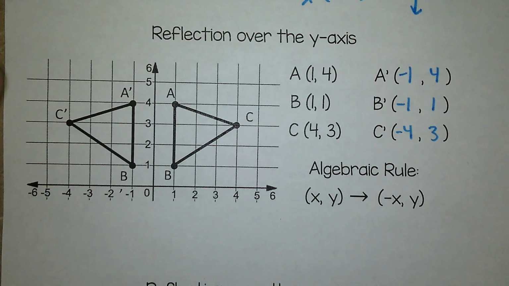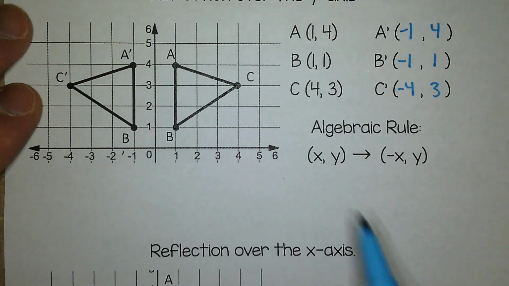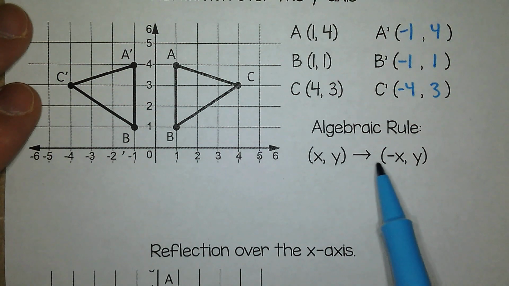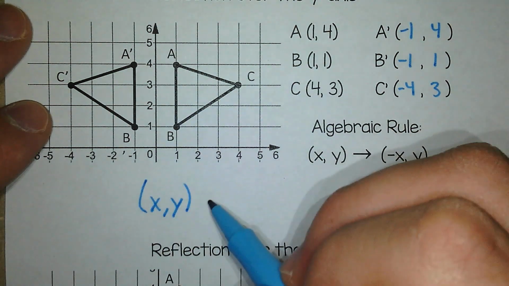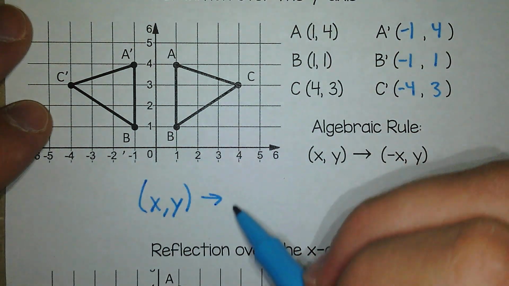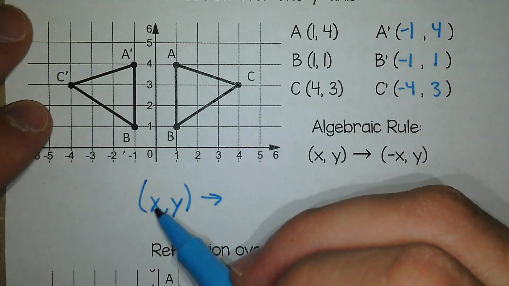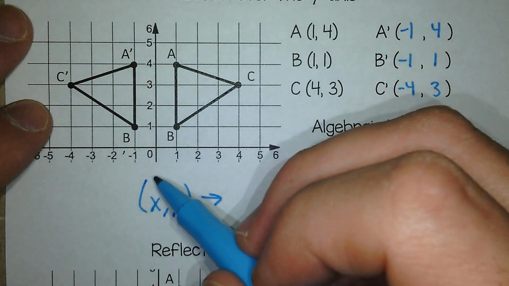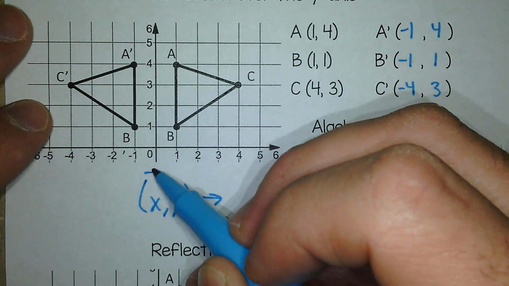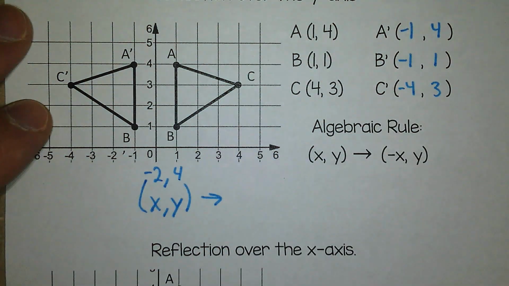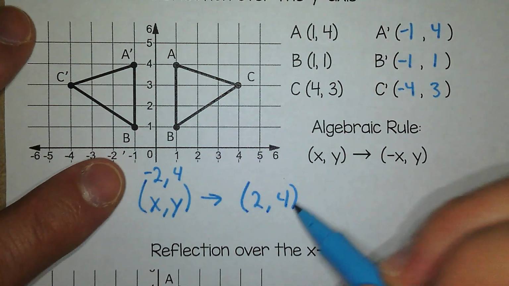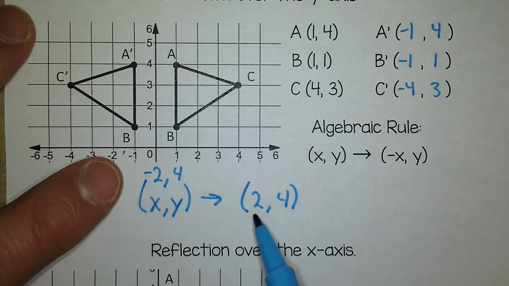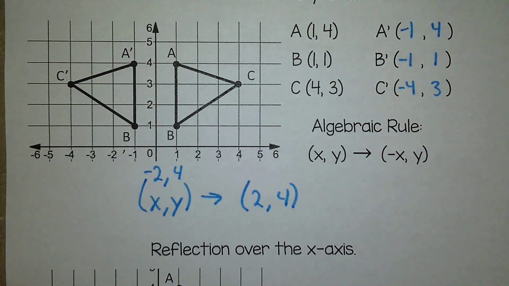So that's how we do a reflection over the y-axis. Whatever the x value is, we change the sign, and the y value stays the same. So (x, y) becomes (-x, y). It doesn't matter whatever the x value is. So let's say the x value is -2 and the y value is 4. Well, that would change to (2, 4). All I did was change the sign of the x, and the y stays the same.